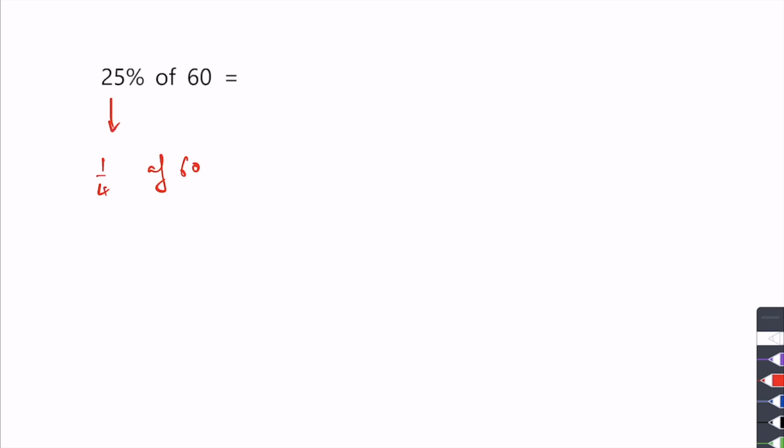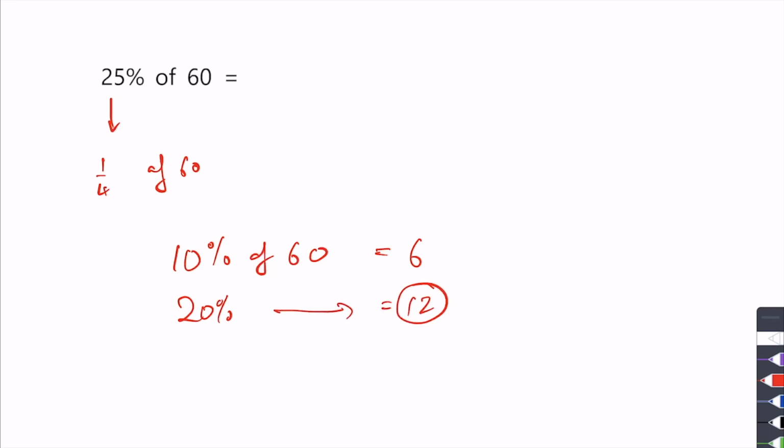But if you're not sure how to do that, you can work out 10% of 60, as we did previously. 60 divided by 10 is 6. To get 20%, we would double that. So that means we've got 12. And then 5% would be half of the 10% value. So half of the 10% would be 3. 12 plus 3 is 15, and we get the same answer.